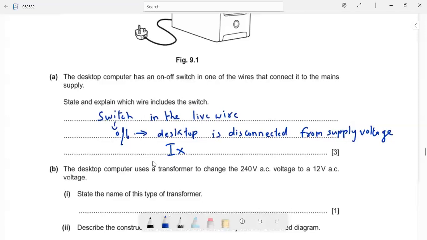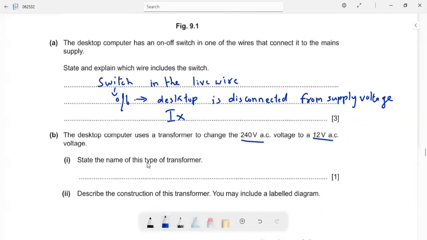The desktop computer uses a transformer to change the voltage from 40 volt AC to 12 volt AC. State and name this type of transformer. Here the voltage is getting reduced from 40 volt to 12 volt. The voltage is getting reduced, so we are using here a step down transformer.